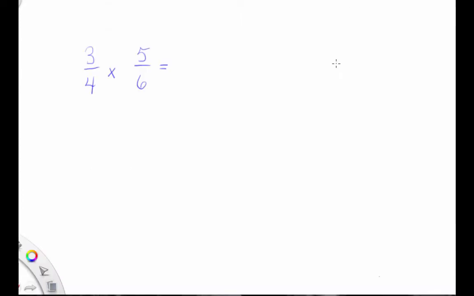We're going to do the following problem two different ways. The first way I'm going to show you is to multiply before you simplify.